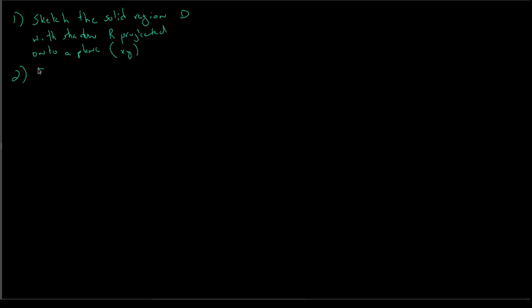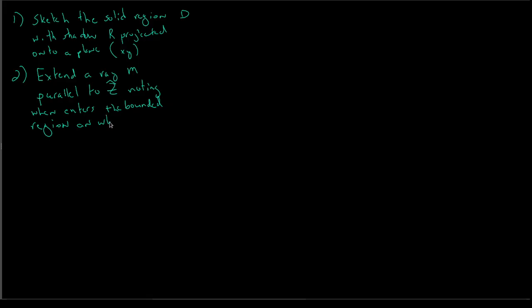Then what we'll do is we'll extend a ray, ray M, parallel to the Z axis, noting when it enters the bounded region, D, and when it leaves the bounded region, D.